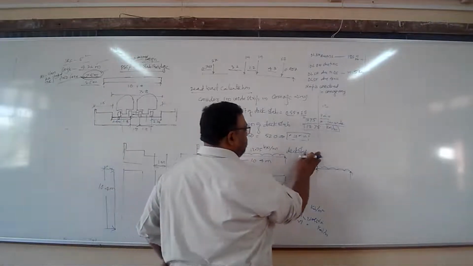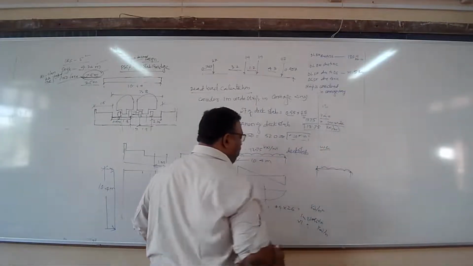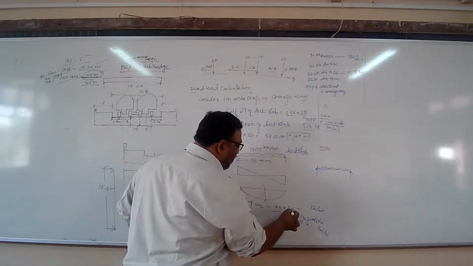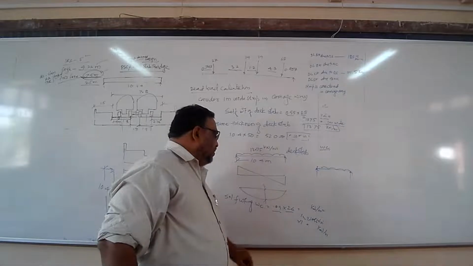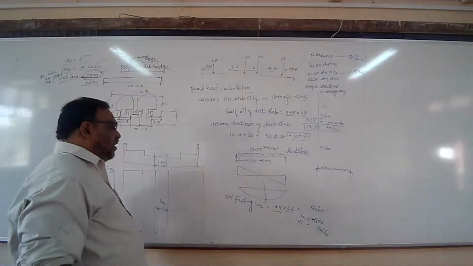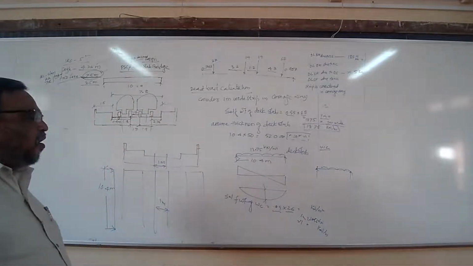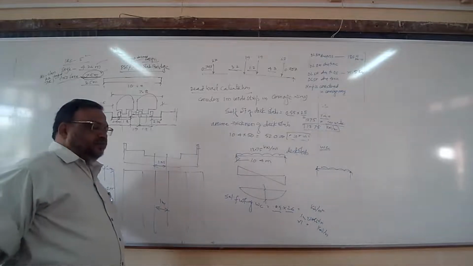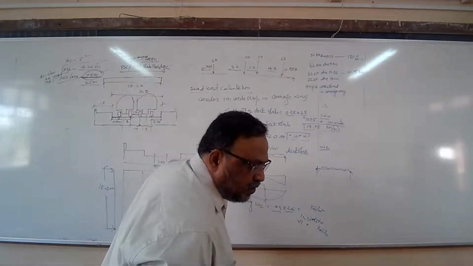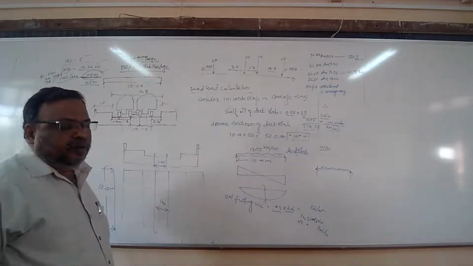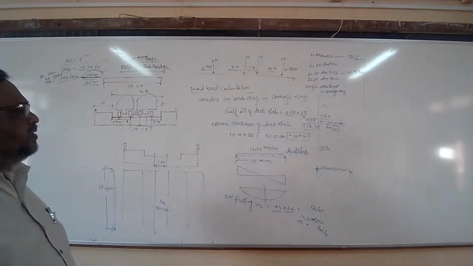Now for bearing coat, what is the intensity? 0.09 multiplied by 26. How much will it be? 2.6 से थोड़ा कम रहेगा. Thank you, Amir. I expect others also to take an active part.